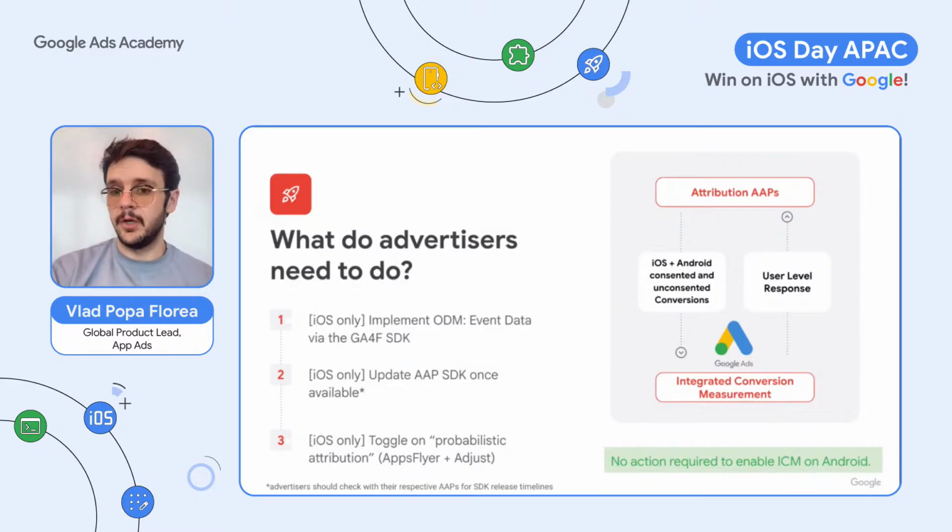The last step, depending on which MMP you use, will be to enable or toggle on probabilistic attribution for the MMPs that require it. In this case, for example, if you are an advertiser that uses AppsFlyer or Adjust, you will need to proactively go in the UI and enable this toggle in the reporting dashboard. Please reach out to your MMP for more information.